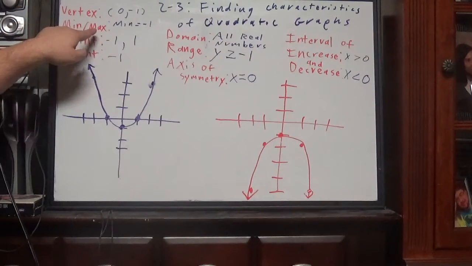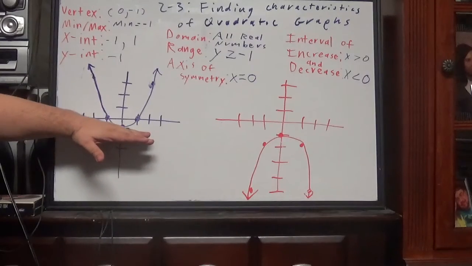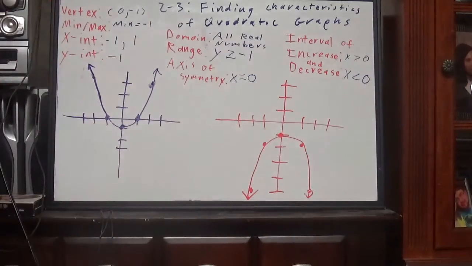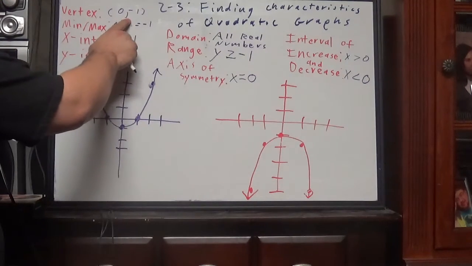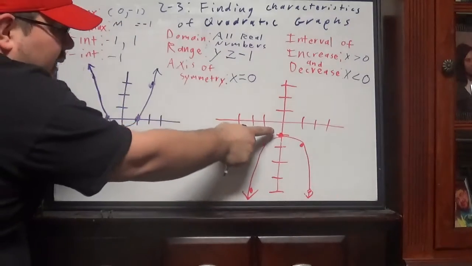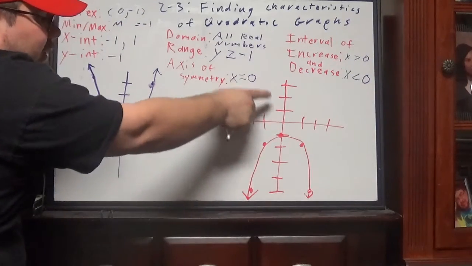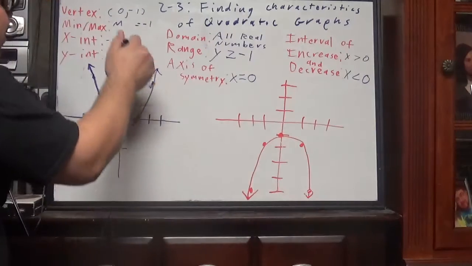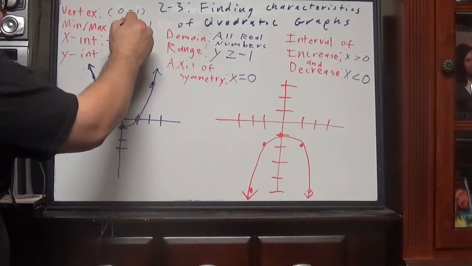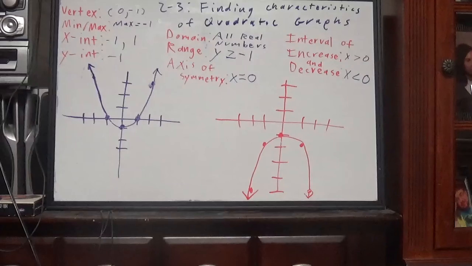The minimum and maximum. Well, notice the first graph had a minimum, but this one, does it have a highest point or a lowest point? Hopefully you notice it has a high point. There's nothing above negative 1, and it keeps going down, which means in this case we have a maximum of negative 1, not a minimum. So any positive graph has a minimum, any negative graph has a maximum.